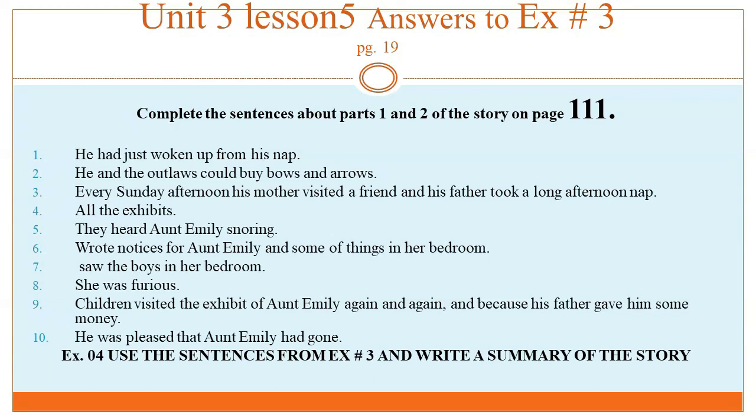This exercise says, complete the sentences about part 1 and 2 of the story on page number 111. What you have to do now, go to page number 111 of your Oxford Progressive English. Find there the heading, Unit 3, Lesson number 5, Exercise number 3. Open your books at page number 111. So we shall start reading.